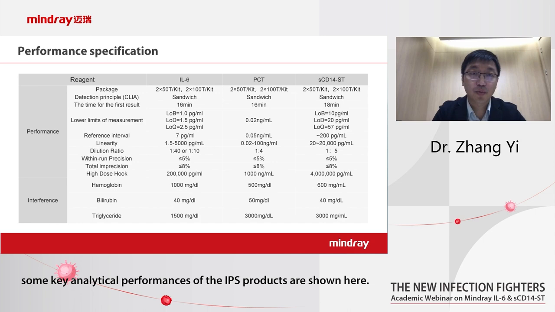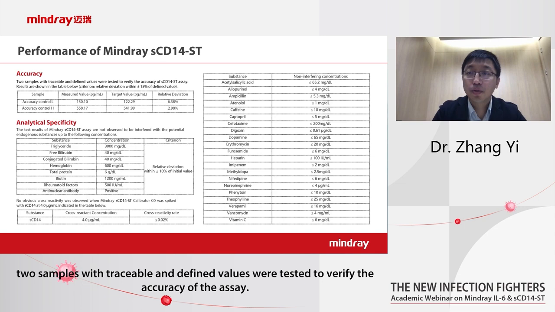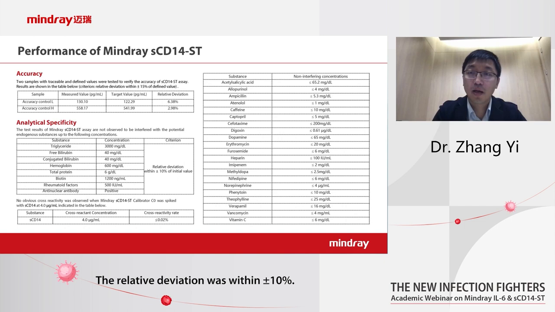For sCD14-ST, two samples with traceable and defined values were tested to verify the accuracy of the assay. Relative deviation was within plus or minus 10%. The testing results of the Mindray sCD14-ST assay are not interfered with by potential endogenous substances, analogs, and drugs up to the concentrations shown in the table.